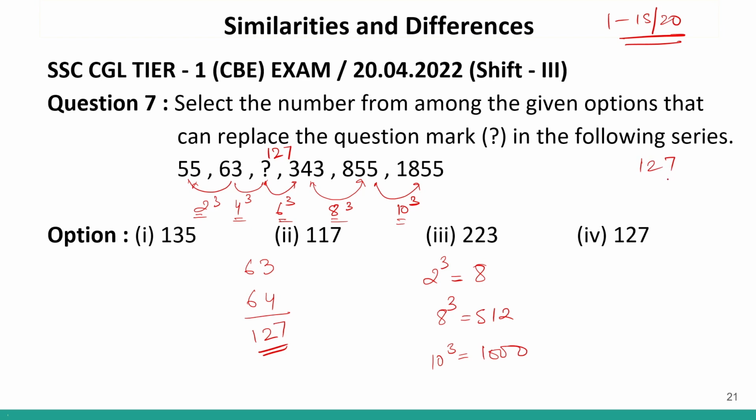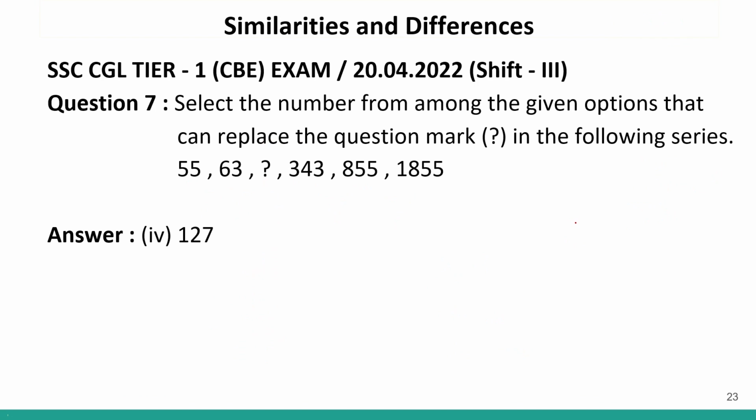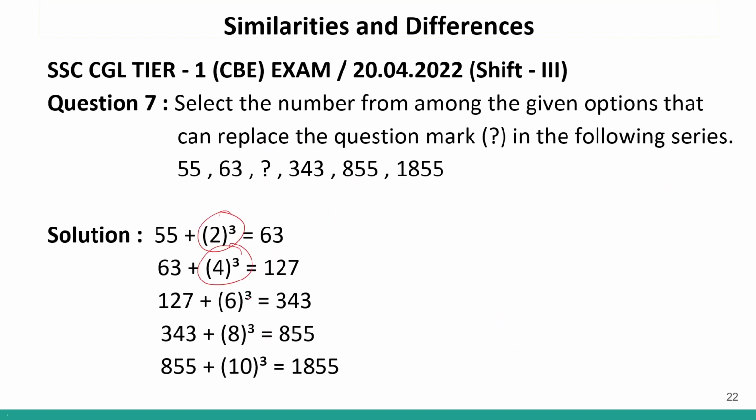So in 127, if I add 216, this is 6 cube, right? I'll get 343. I'll get this number. So if I get 127 in this position, it logically follows with the previous number as well as the next number. So my answer will be 127, which is in option number 4. So option number 4 will be your correct answer. Okay? Now, let us move forward. Here you can see basically we are adding the cubes of the next even number.